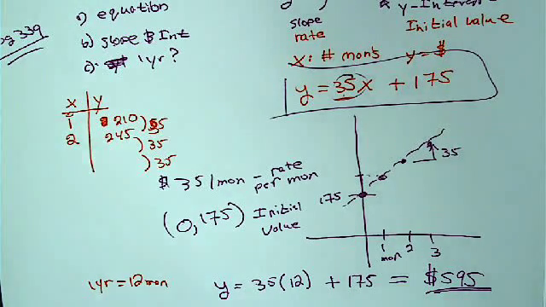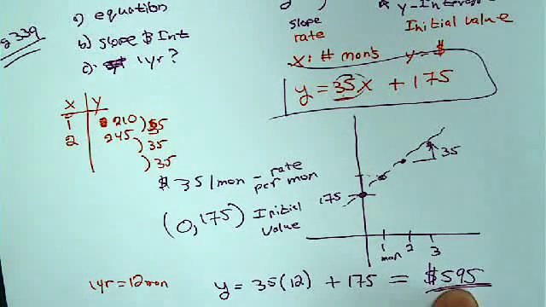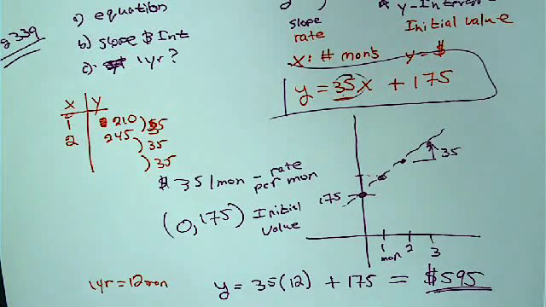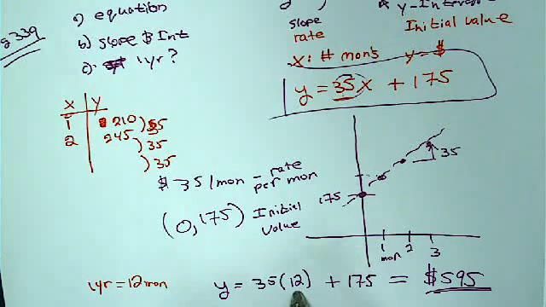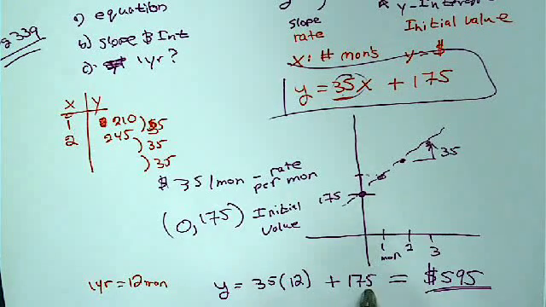Would you reduce that 12 to a 1 and keep on going up by 1? No, you just do it in one shot. Just take 35 times 12, which we said was 420, plus 175, and that puts you at 595.